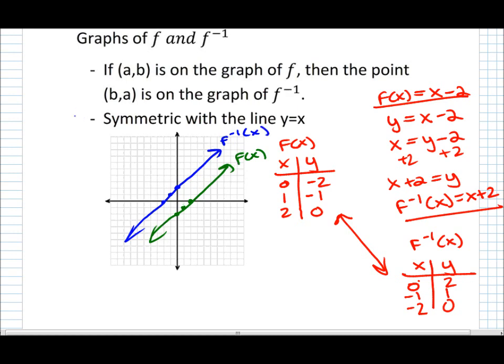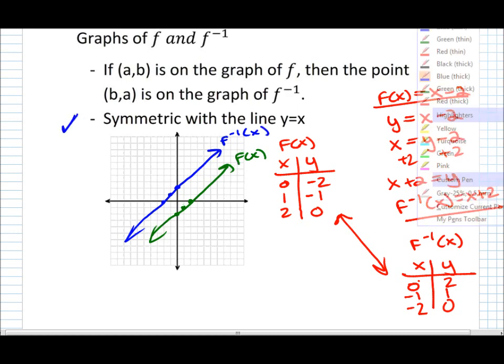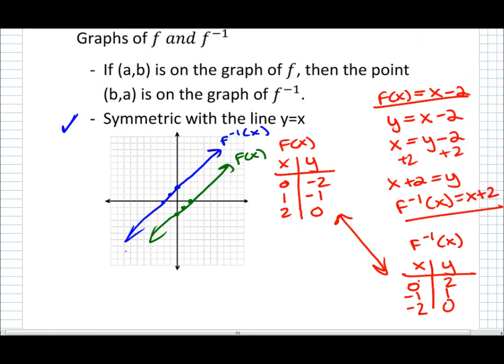Now, something else to keep in mind is that they will also be symmetric with the line y equals x. The line y equals x is right here, goes through the origin. Notice that the graph is symmetrical. The inverse and the function are reflections of each other about the line y equals x. If I took this line and flipped it over y equals x, it would land in the same spot. They're basically a mirror of each other.